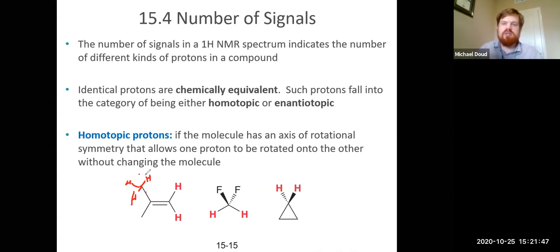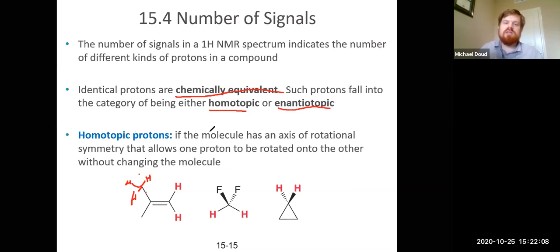So each of these hydrogens on average is experiencing the same electronic environment. So these hydrogens are not going to be different, right? They're going to show up in the same place because they have the same electronic environment. This is what we call chemically equivalent. Now we have 2 different types, homotopic and enantiotopic. We'll talk about that in a second.